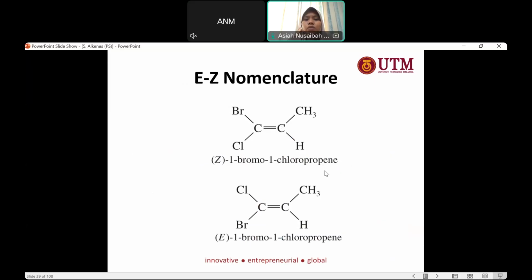So the naming afterwards, you can actually find by yourself. 1 bromo here, 1 bromo, 1 chloro. Then we have 3 C, that's why prop. We have chloride, 1 chloro, and prop-ene, because there is a double bond.